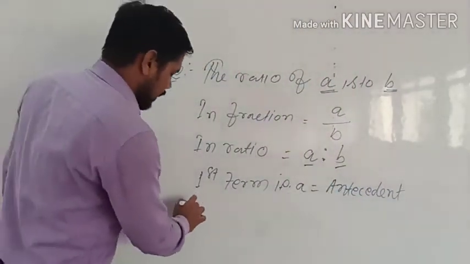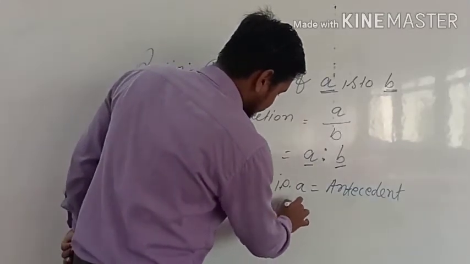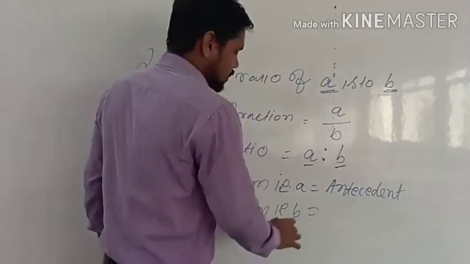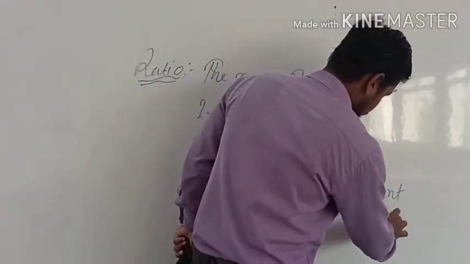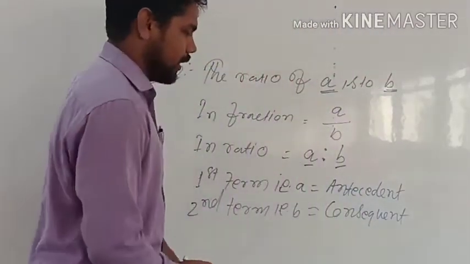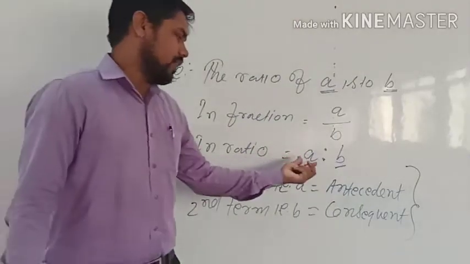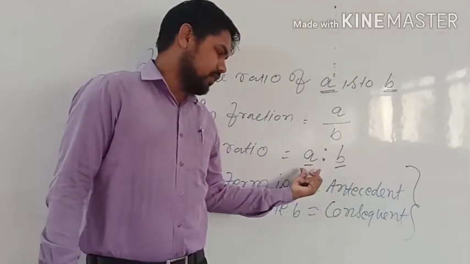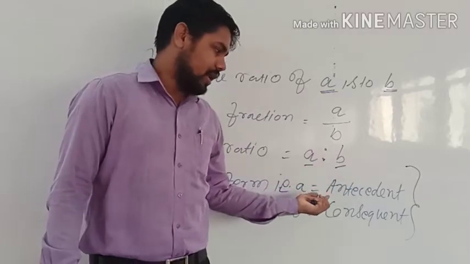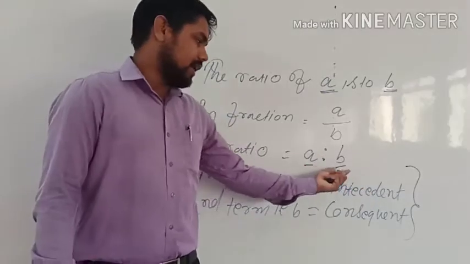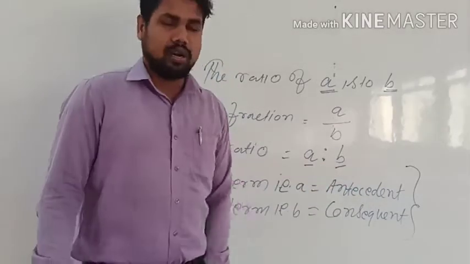Okay. So the second term, that here we have considered as B, is known as consequent, C-O-N-S-E-Q-U-E-N-T. So whenever instead of A and B, any two numbers are there in a ratio, then the first term we will call antecedent, and the second term we will call consequent. Okay. So these are the two terms.